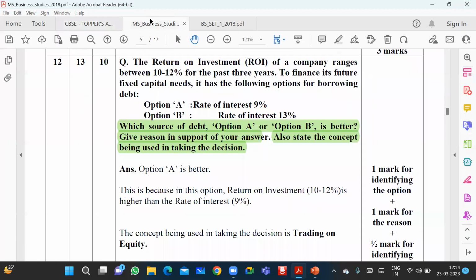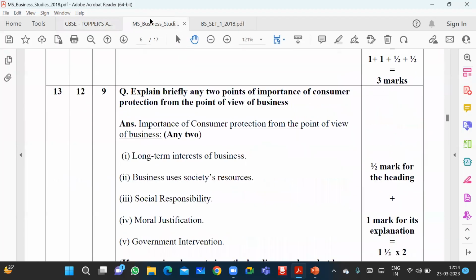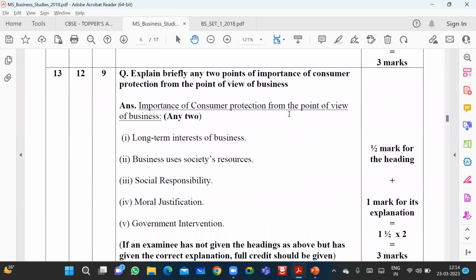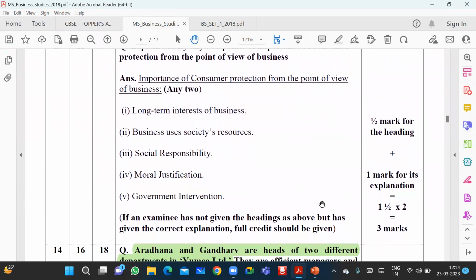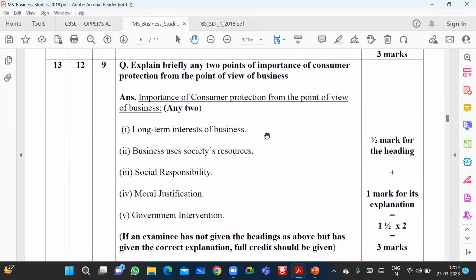Now let's move to the next question, that is question number 13. Briefly explain the 2 points of importance of consumer protection. Here you have to write 2 points of importance. First of all, we will see whether it is carrying 3 marks or 4 marks. It is carrying 3 marks. It means half mark for writing the point and 1 mark for the explanation. So any 2 points of importance of consumer protection from the point of view of business you have to write.